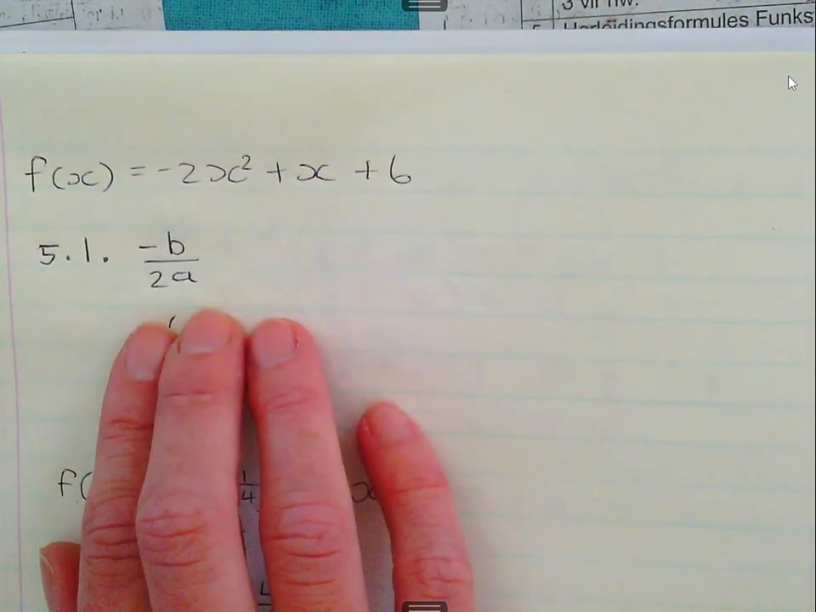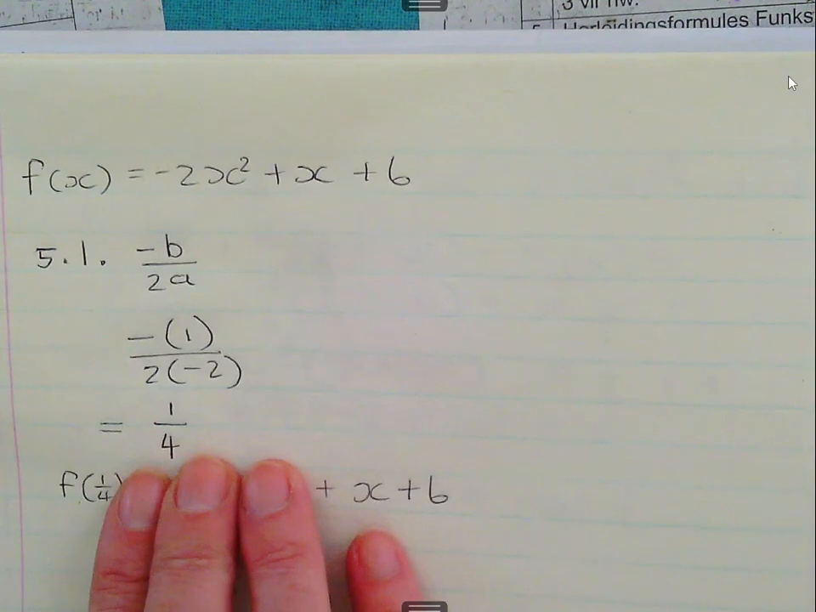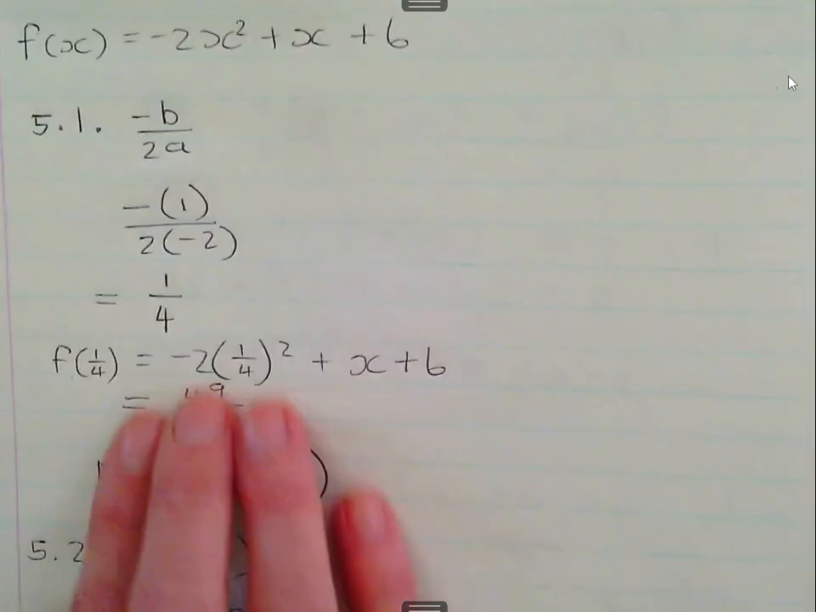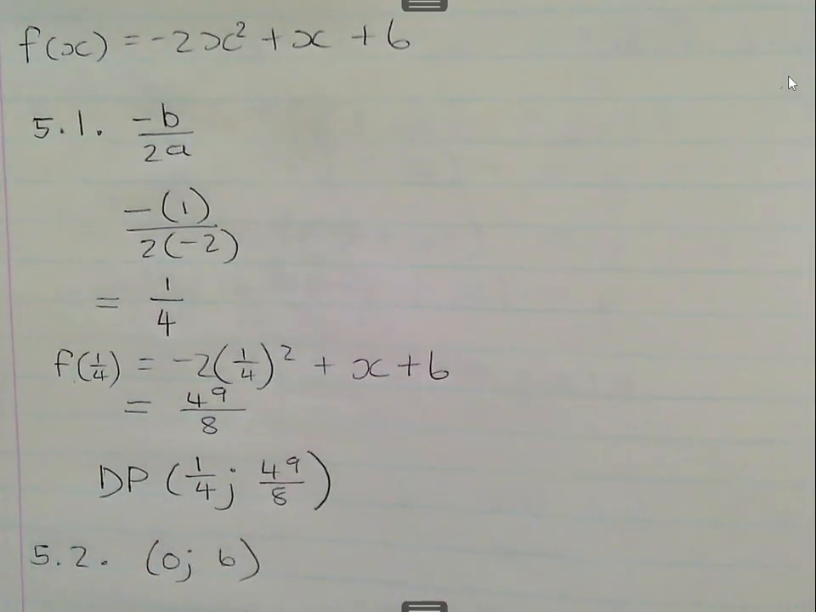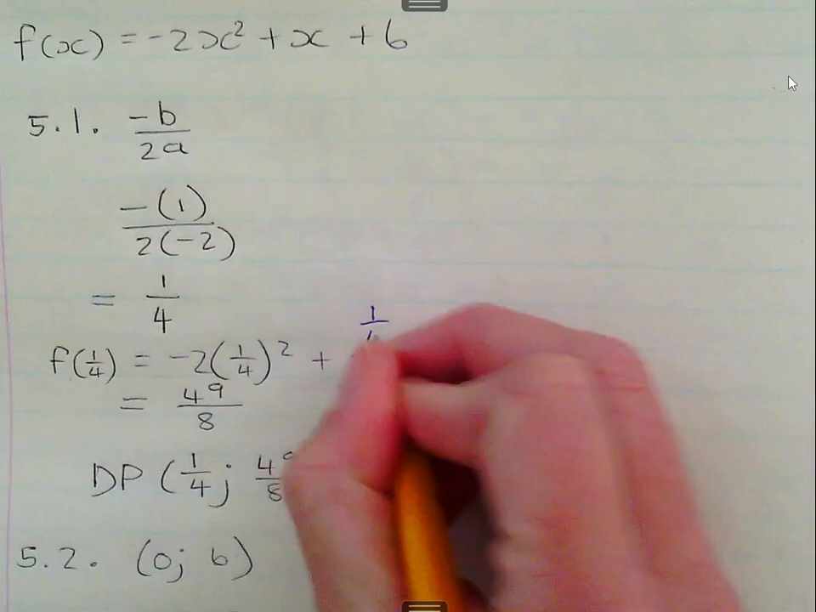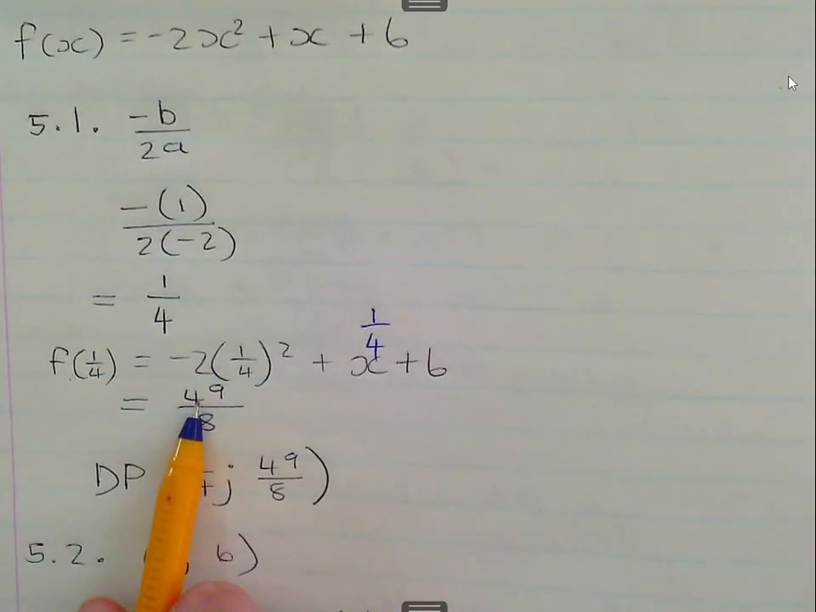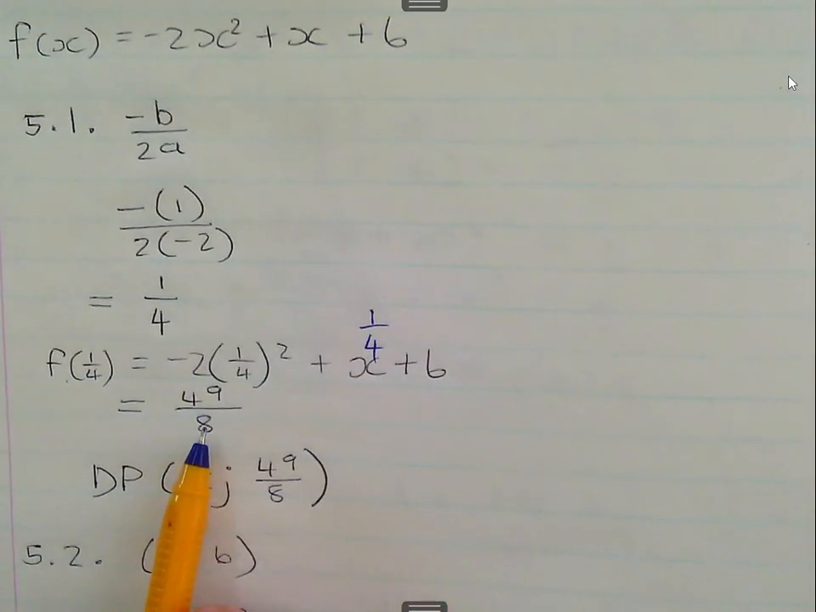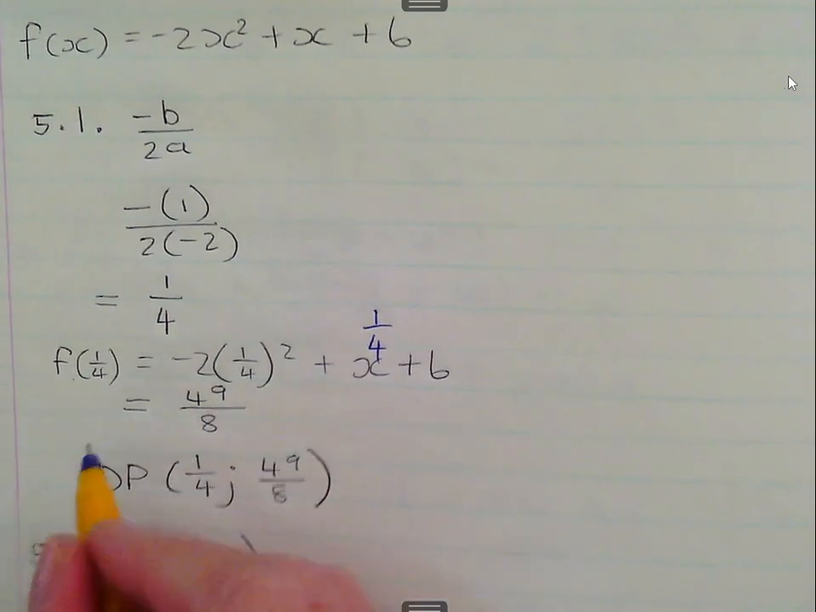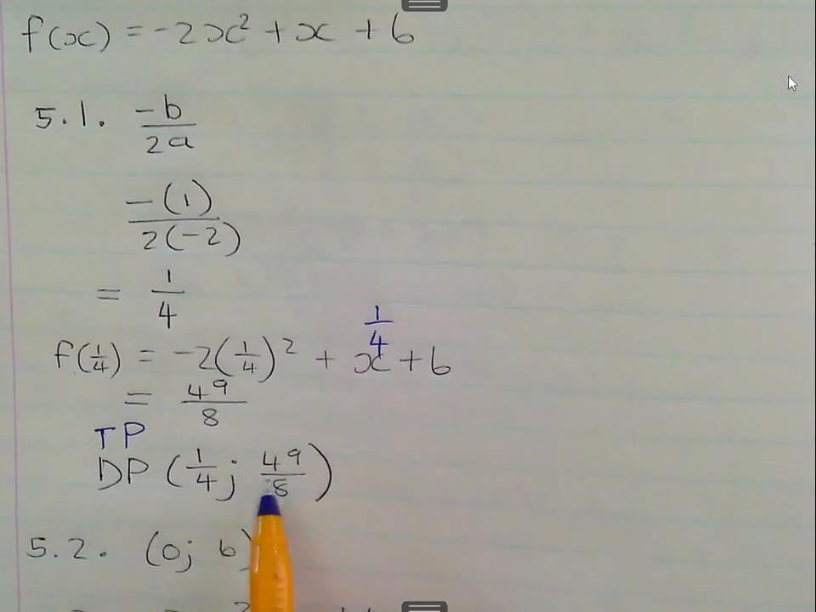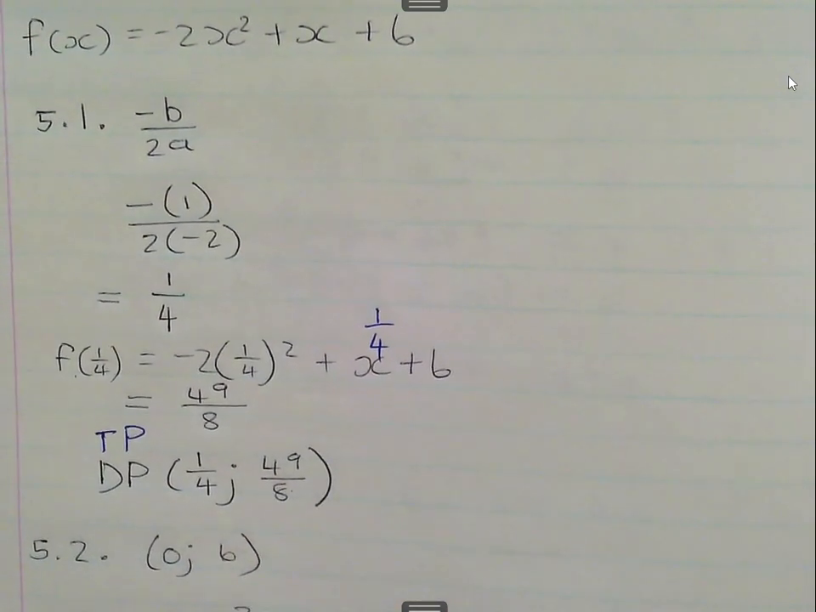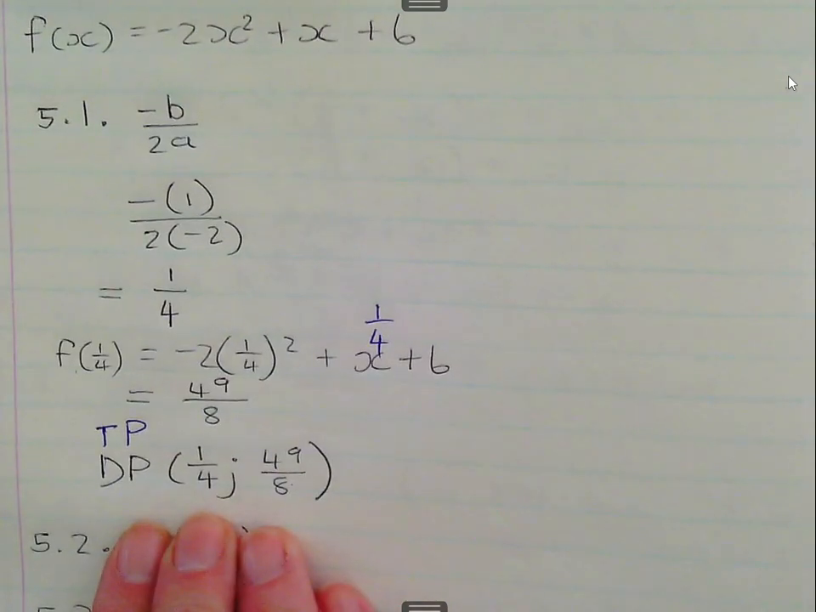Substituting into negative b over 2a, then you find it to be a quarter. Then you take that quarter, you substitute it into the place of x in that same equation. That must be a quarter there as well. And then you get an answer of 49 over 8. And then I wrote the turning point coordinate, bracket, x value, y value, close the bracket. Any question about finding the turning point? Are you all fine? Okay.